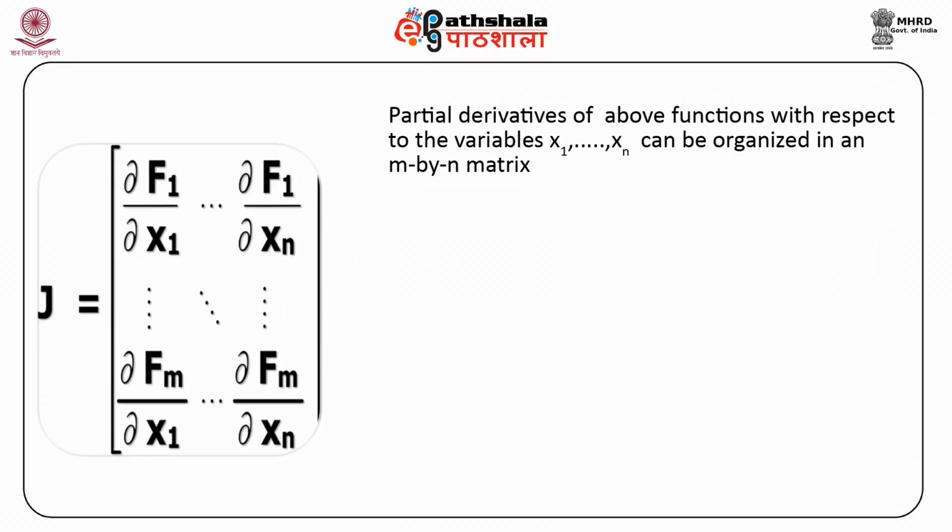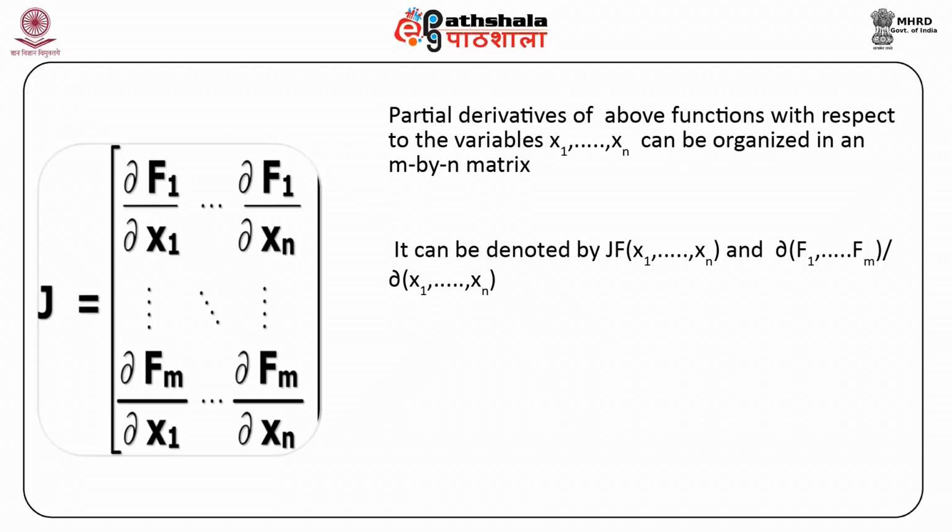The partial derivatives of all these functions with respect to the variables x1 going till xn, if they exist, can be organized in an m by n matrix, the Jacobian matrix J of f, as follows, where J consists of rows going from the derivative of f with respect to x1 till xn, and columns where the derivative of f1 with respect to x1 is taken till fm. The matrix can also be denoted by J_f or ∂(f1, ..., fm)/∂(x1, ..., xn).